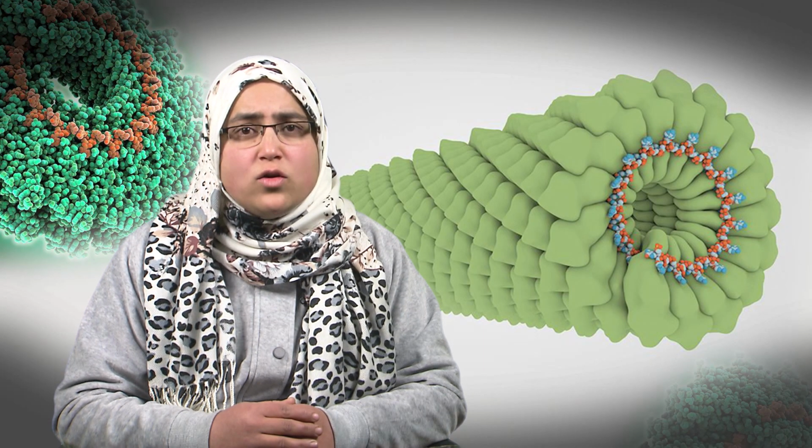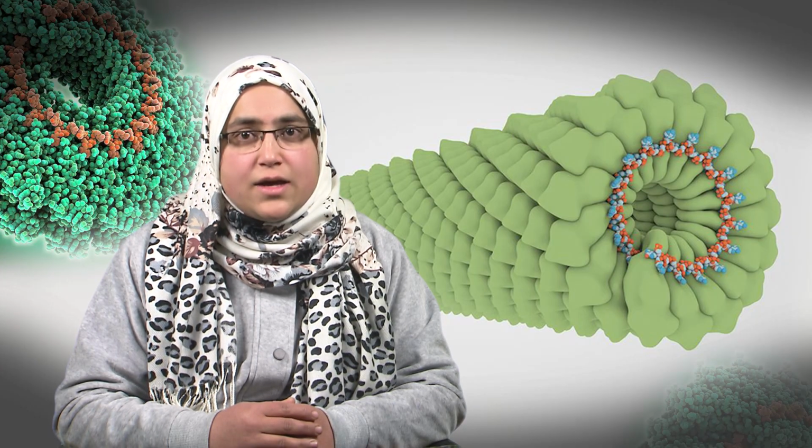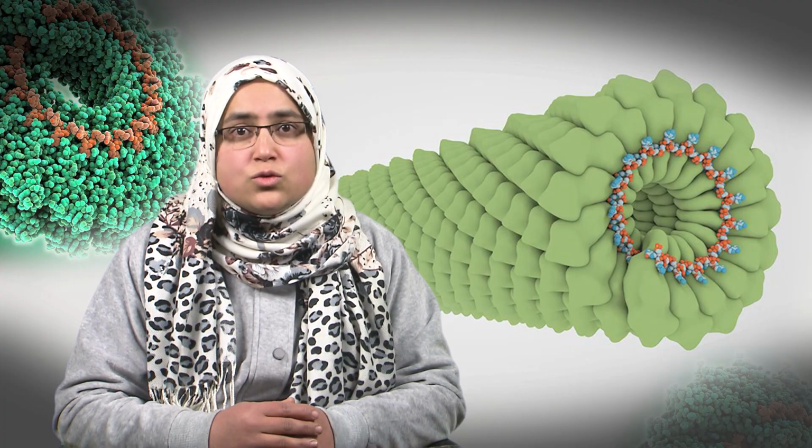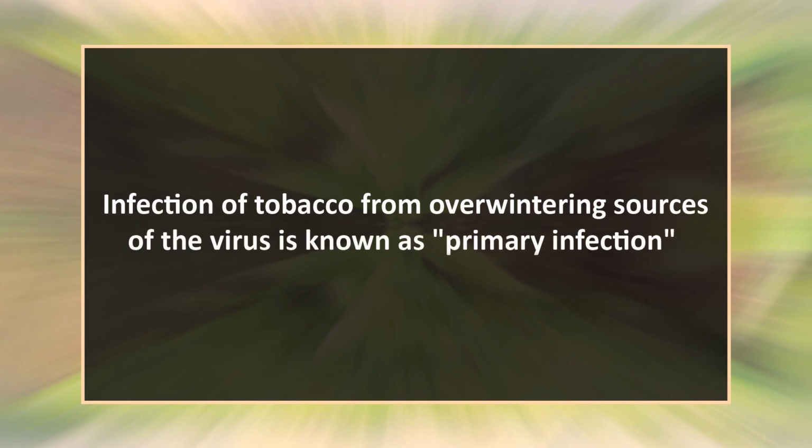Now, let us know the source of virus. Tobacco mosaic virus overwinters in a number of ways, and these must be understood for successful control through sanitation practices. Infection of tobacco from overwintering sources of the virus is known as primary infection, and it includes number 1, tobacco products.